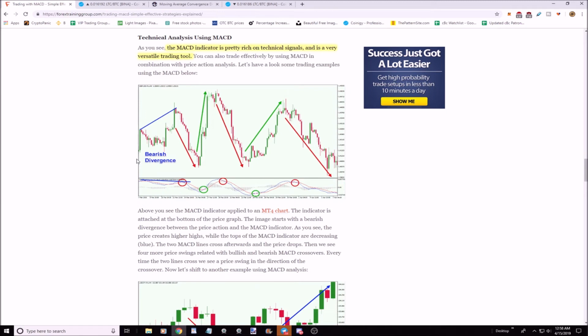The MACD indicator is pretty rich on technical signals, and it's very versatile. So let's look through this chart. So you've got bearish divergence. Let's talk about this. You see you've got an uptrend here on the top. So this high is higher than this high. So you're in an uptrend, so you have increasing price.